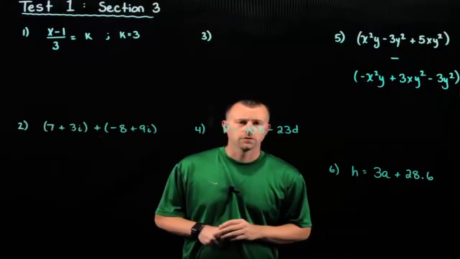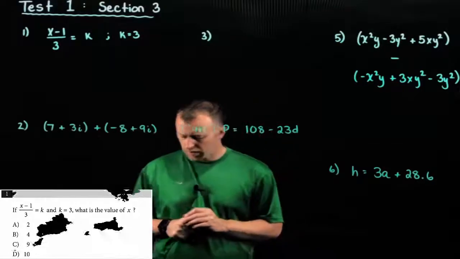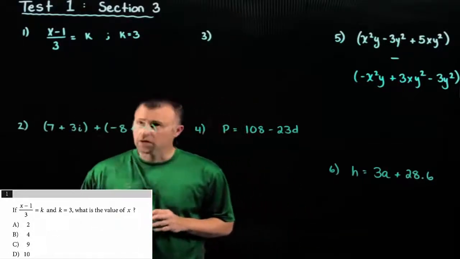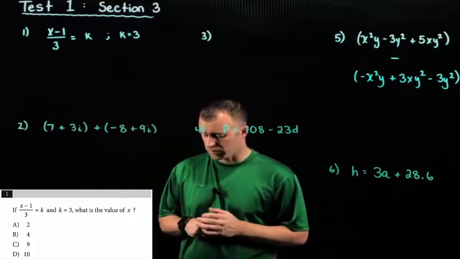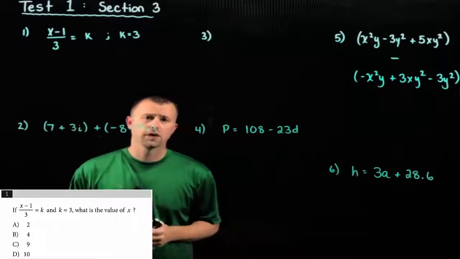All right, guys, we're on to test one, section 3. Number 1, we're going to start here. Here's the equation that they're giving you on number 1, and they're telling you that k equals 3, which is probably pretty nice of them since we have two variables here. And they just want you to solve this for x.